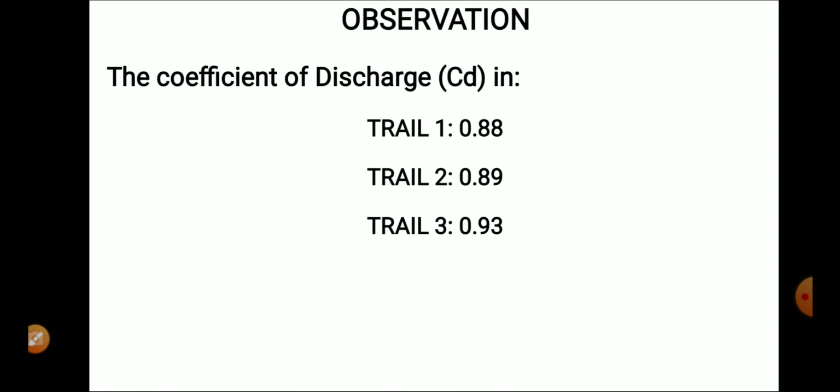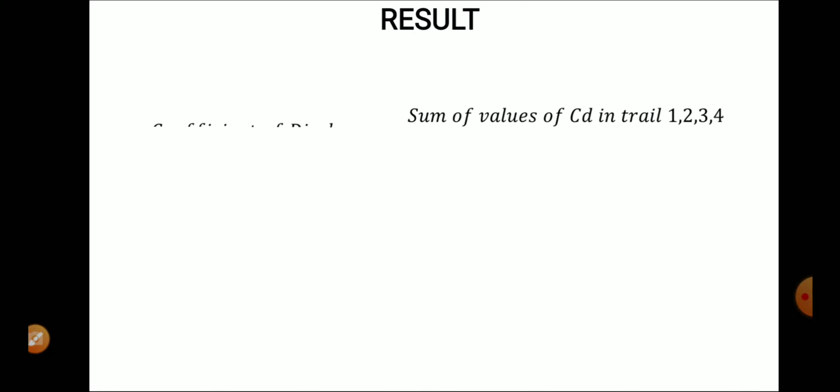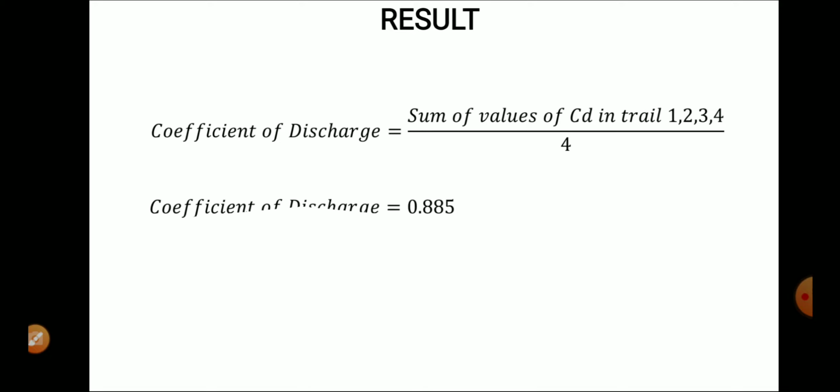The coefficient of discharge in trial 1 is 0.88 and in trial 2 is 0.89 and in trial 3 is 0.93 and in trial 4 it is 0.84. After taking the average of all 4 values, the final result we obtain, that is the coefficient of discharge of the given Venturi meter, is 0.885.